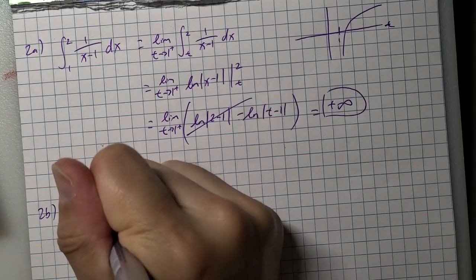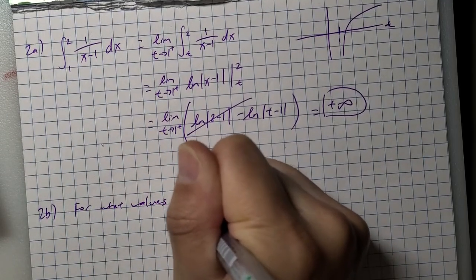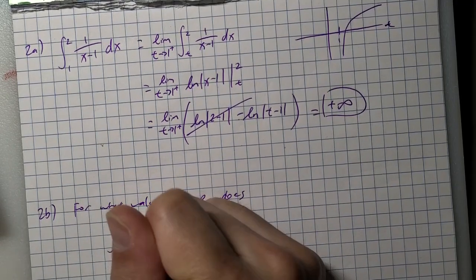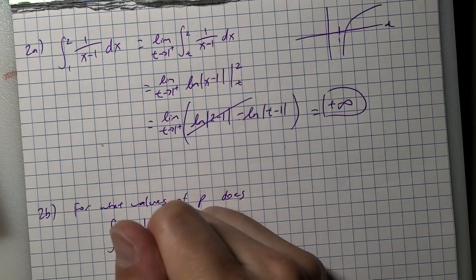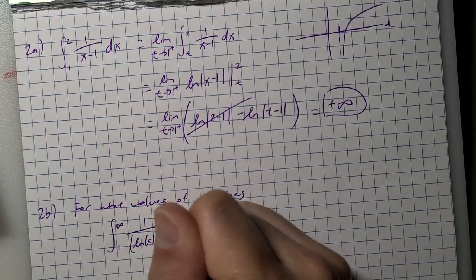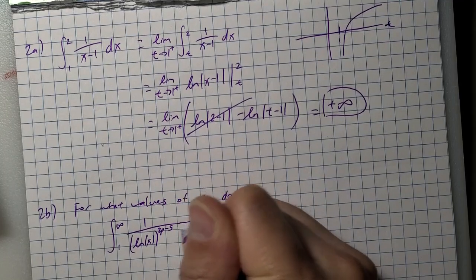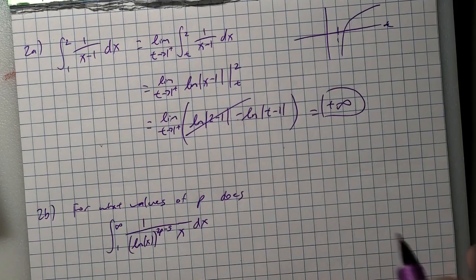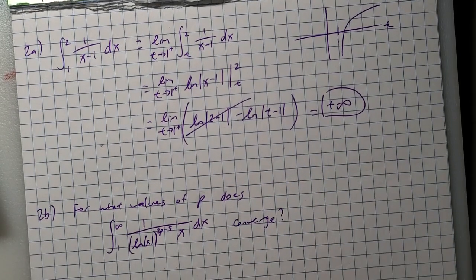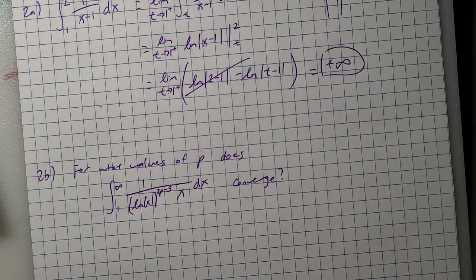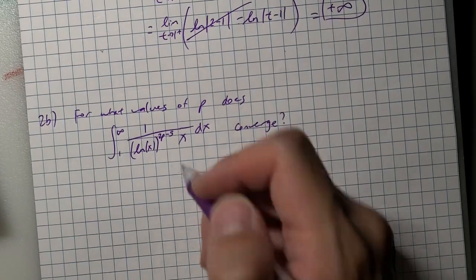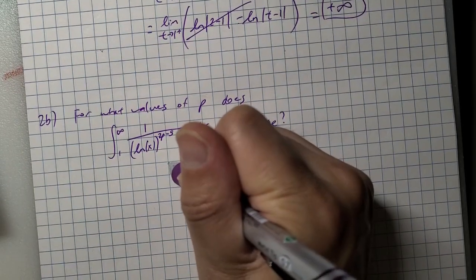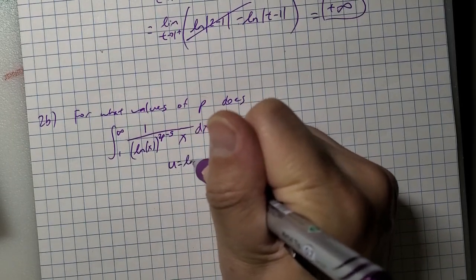So we're asked for what values of p does this converge? The integral from 1 to infinity of 1 over ln of x to the 2p minus 5, and then there's another x on the bottom, dx. Okay, converge. Okay, so how do we do this? Well, might help us to start solving this guy. We can see a quite obvious substitution.